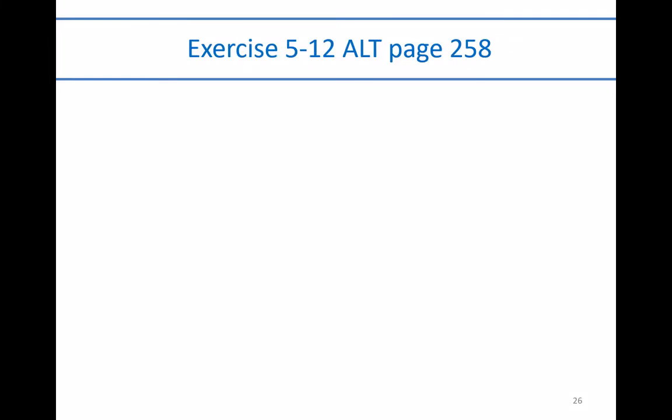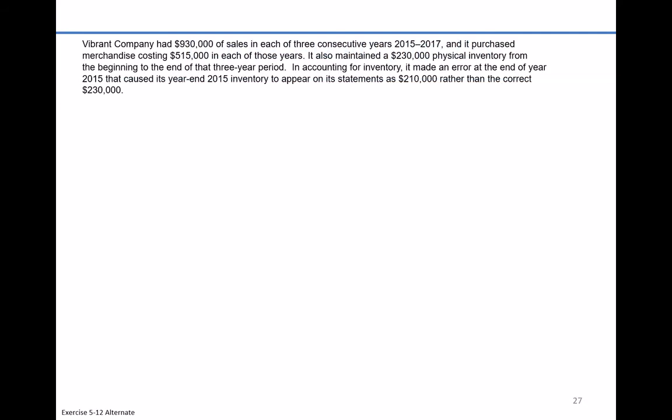This is an alternate version of exercise 5-2 from chapter 5 on page 258 of the textbook, recording and adjusting entries, recording and analyzing inventories. Let's take a look at the problem here. In this particular problem, we're going to do an analysis of inventory errors for a Vibrant company.